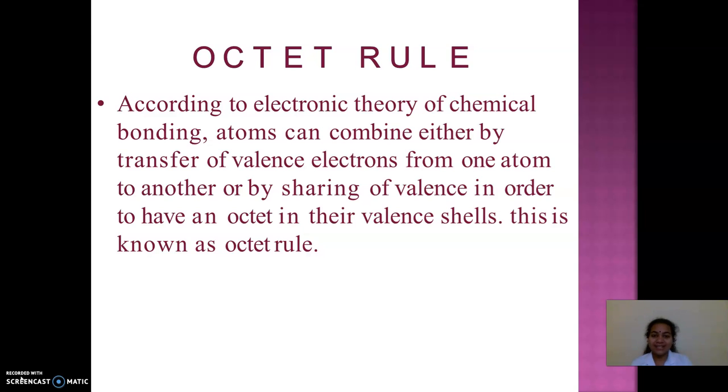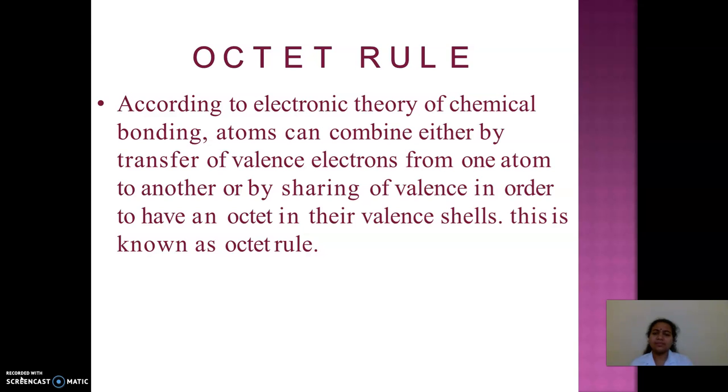So, last class we discussed Lewis and Kossel's theory, Lewis structures and the importance of Lewis structures. Based on this Lewis and Kossel's electronic theory of chemical bonding, they identified one rule. They came to a new rule called the octet rule. So, what do we mean by oct? Oct means 8. So what is the relation of this 8 to this rule?